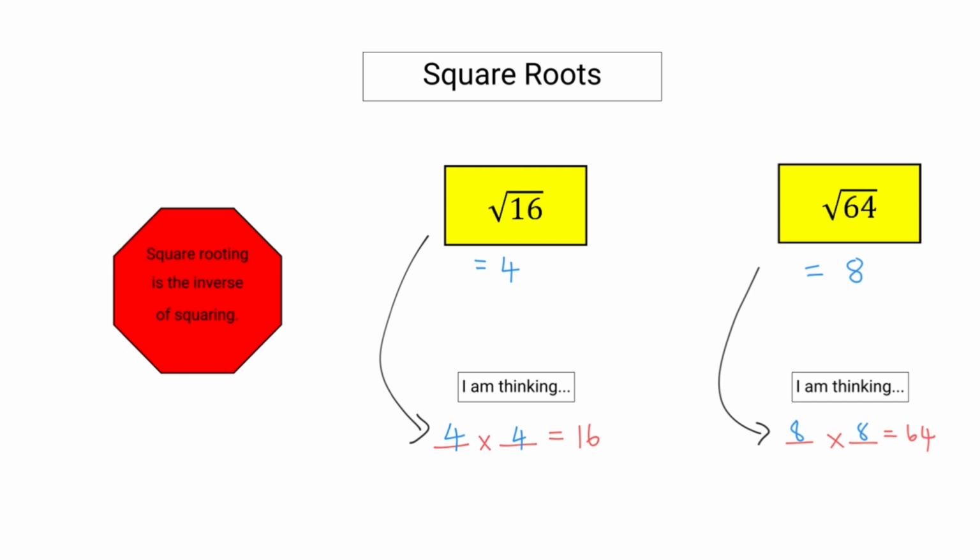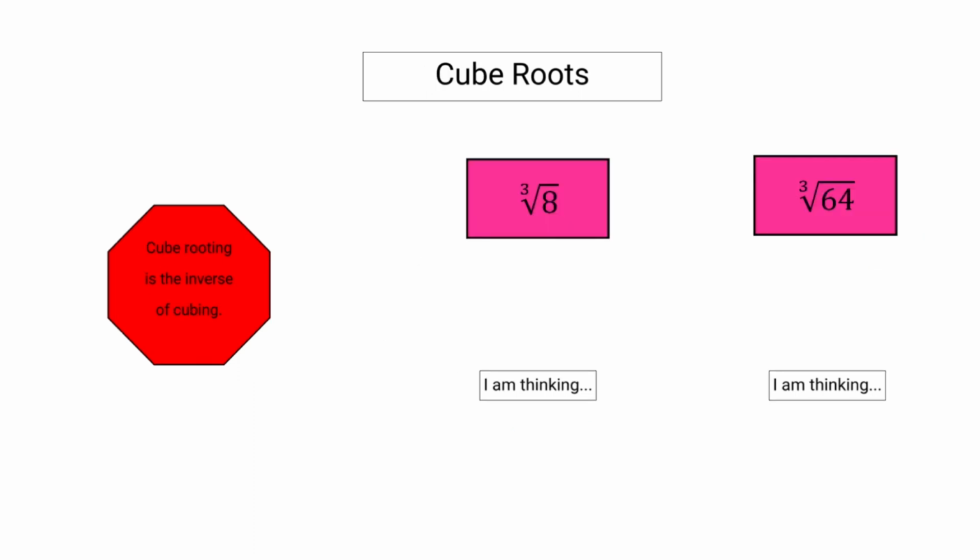Now this same principle applies for cube rooting. Let's go and take a look at that. You can see that the cube root symbol is similar to the square root symbol, but this one has a little 3, which shows that we are looking for the cube root. So this question is asking, what is the cube root of 8? And this one is asking, what is the cube root of 64?